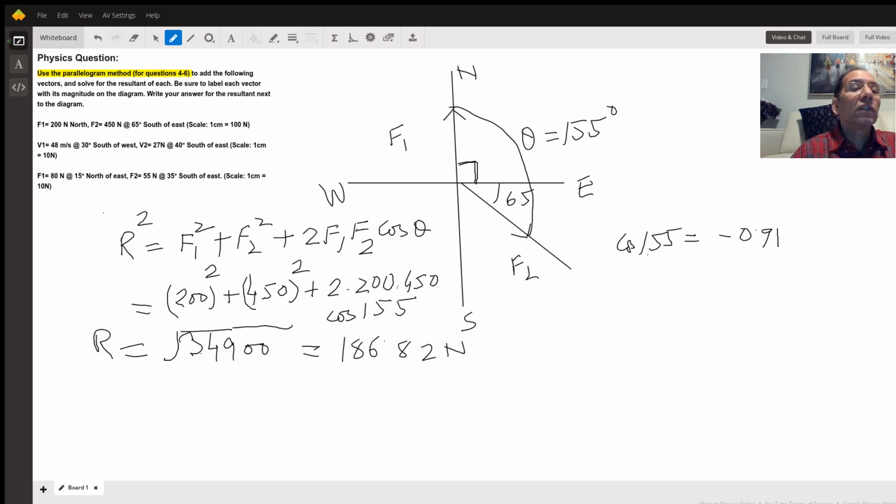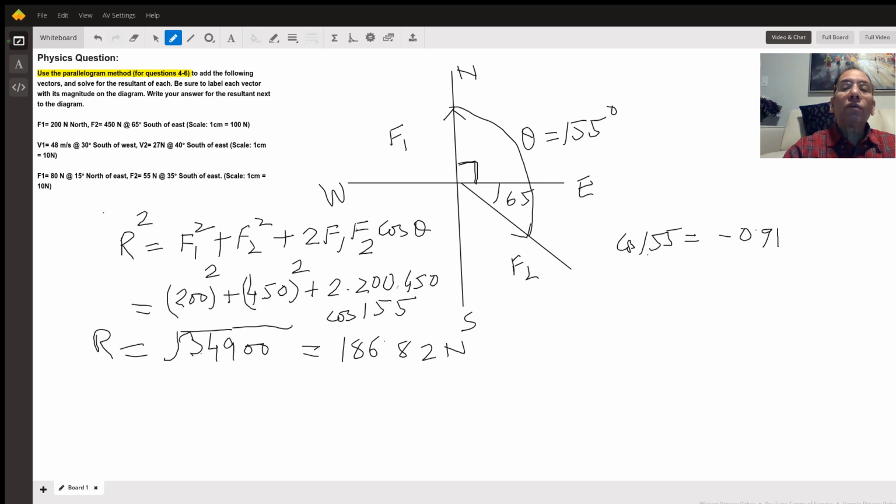The question reads: there is a force F1 of 200 newtons to the north. There is a force F2 of 450 newtons to the south of east at an angle of 65 degrees. We have to find out the resultant force. So in order to find the resultant force, let's first draw the vector diagram.